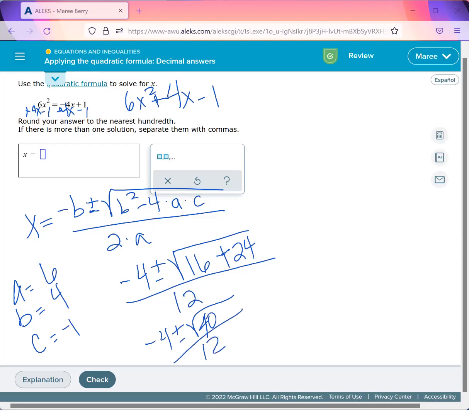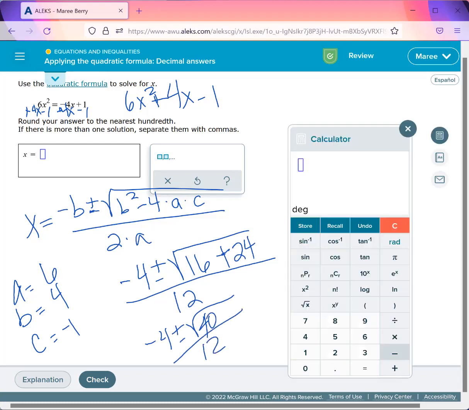So we're going to take our calculator and do negative 4 plus the square root of 40. We'll get our answer, divide by 12. And we're supposed to round to the nearest hundredth. So 0.19. And we'll do it again, but this time we're going to do negative 4. Oops, got to clear it.